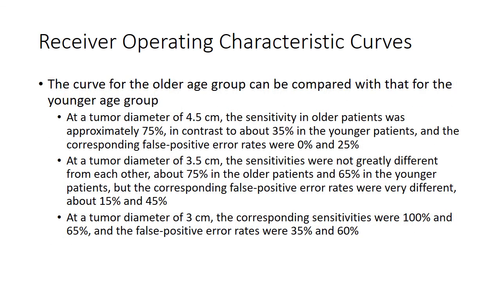And so we'll be able to compare the older age group versus the younger one. We can see how these points are going to measure up to one another. So for instance, if you're looking at the tumor diameter of 4.5 centimeters, the sensitivity in older patients was about 75%, but only 35% for the younger patients. And then the corresponding false positive error rates were 0 and 25% respectively. We're going to look at these in just a second, but keep these points in mind as we look at the graphs.